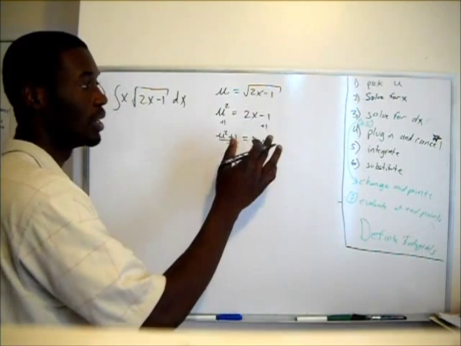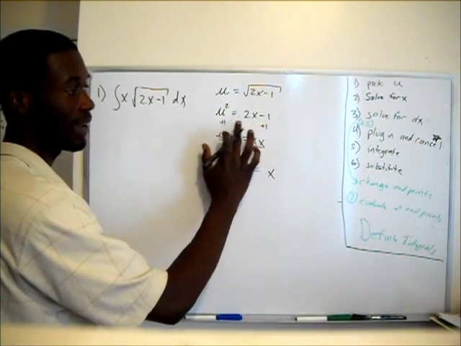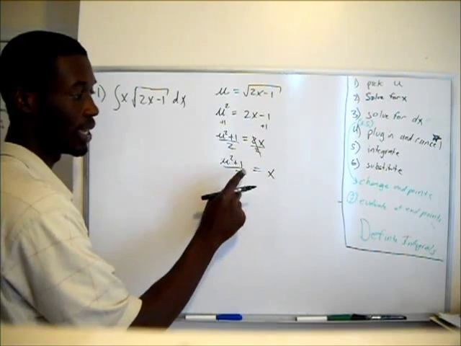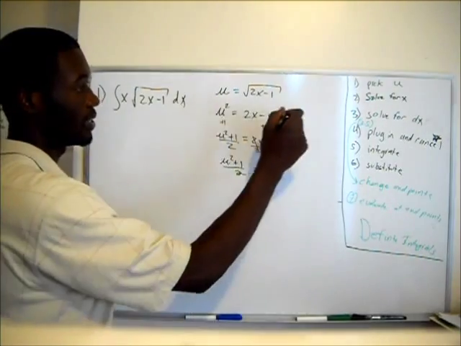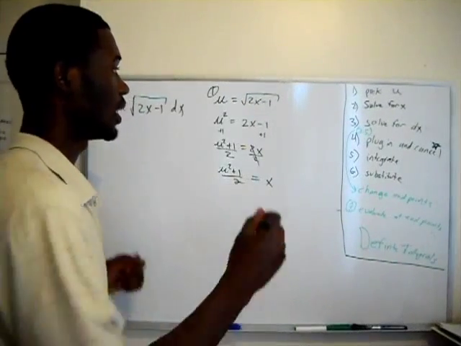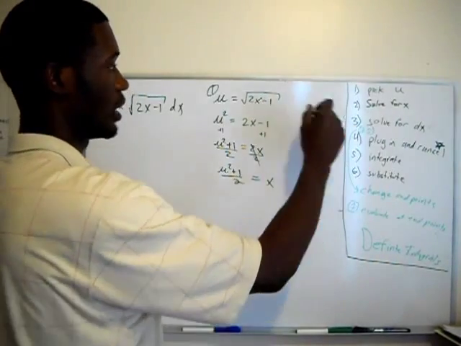So I picked my u, and I needed to get x by itself. So I squared both sides, added 1 to both sides so that goes away, then divided by 2, and now I'm left here. So this is all basically step 1. Okay, now for step 2, we have to solve for dx.